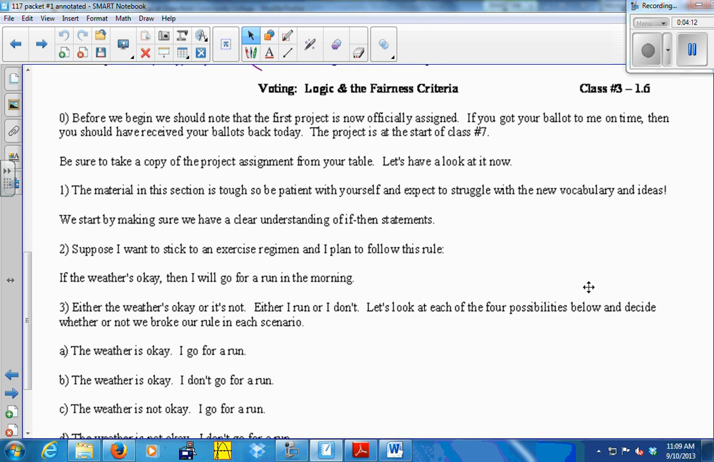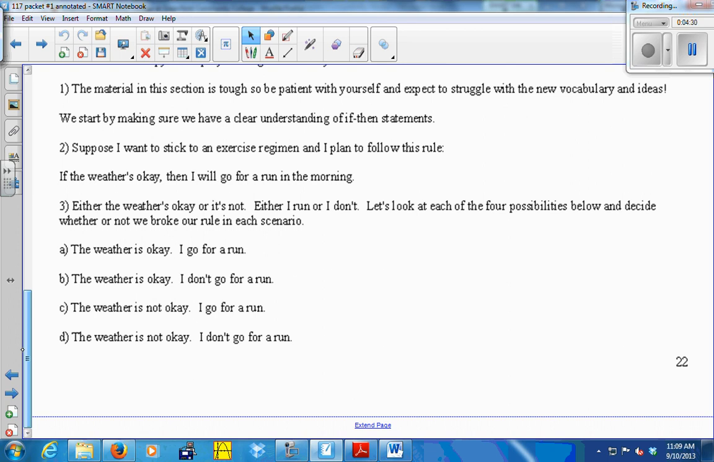Okay. So the material today can be a little bit tough. Be patient with yourself as we struggle with some new vocabulary and ideas. Okay. We're going to start by making sure we have a clear understanding of if-then statements. Okay, and when an if-then statement is true and when it is false. Okay.